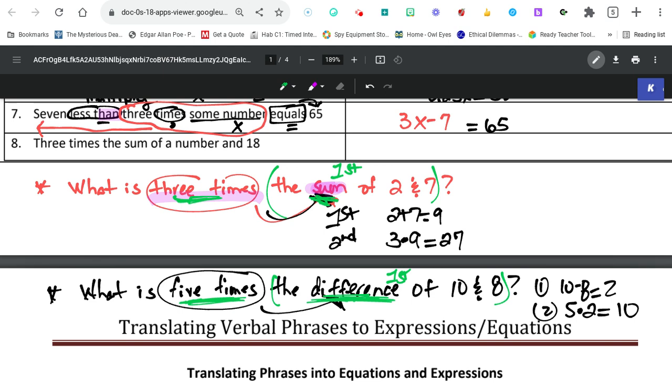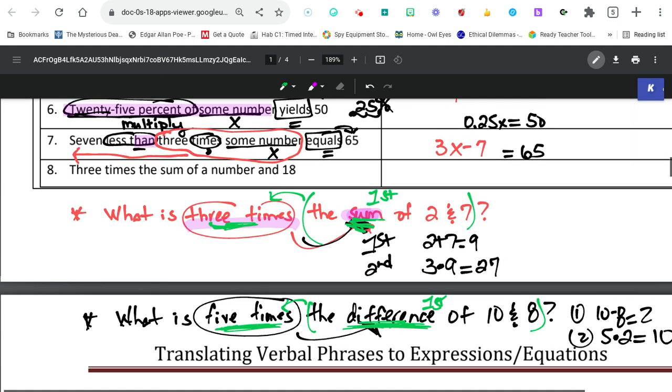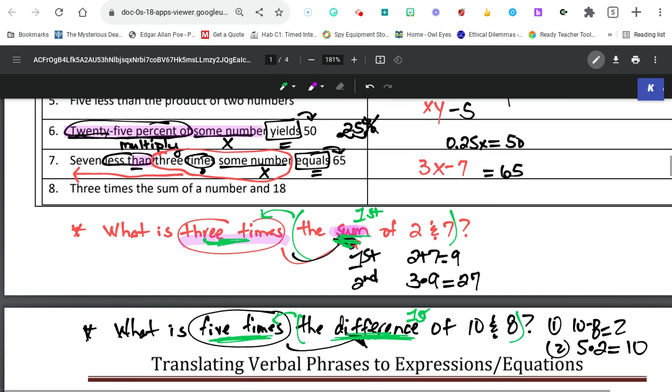And then we multiply by 3, or then we multiply by 5. But we have to use order of operations. So to indicate that you're going to add before you multiply, please use parentheses. Now that's very different from number 8.